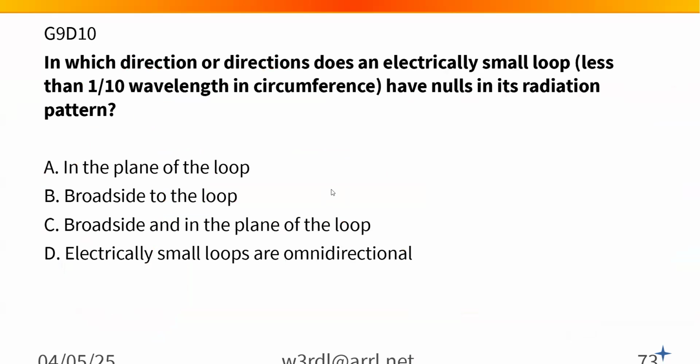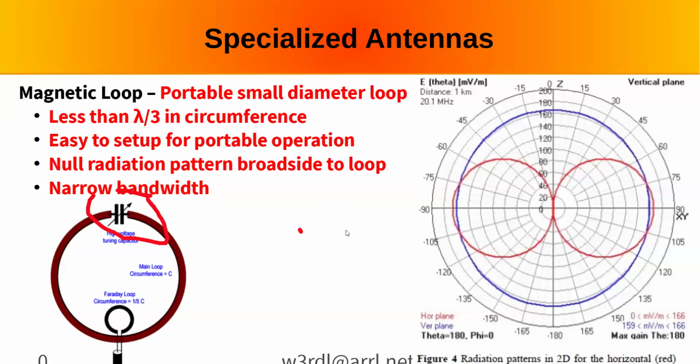In which direction or directions does an electrically small loop less than a 10th wavelength in circumference have nulls in its radiation pattern? Broadside to the loop.